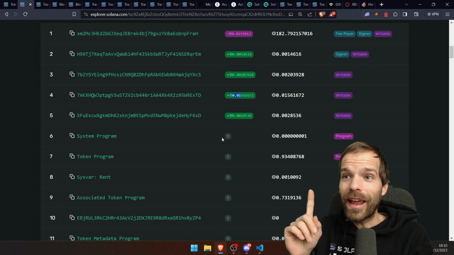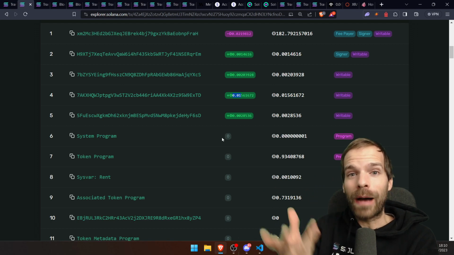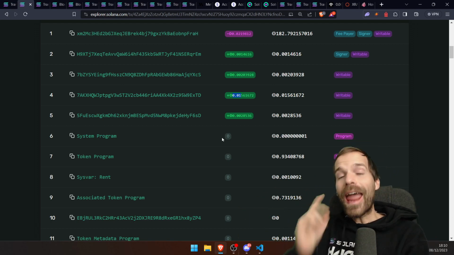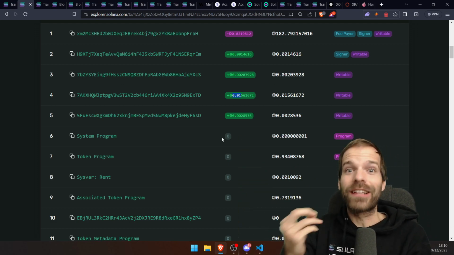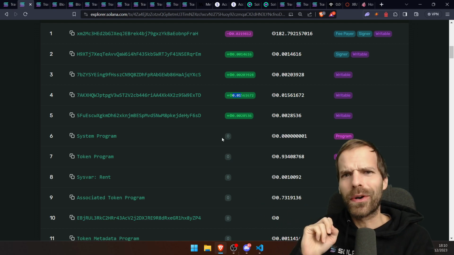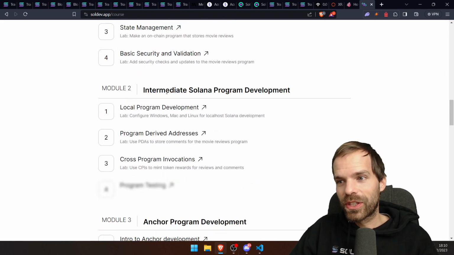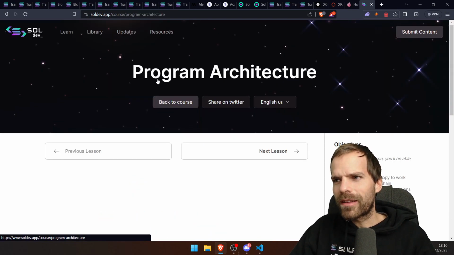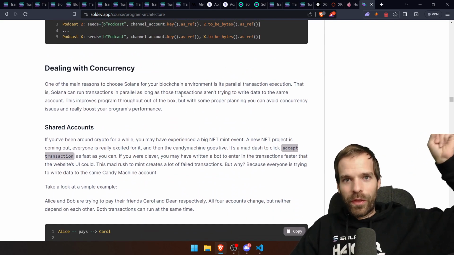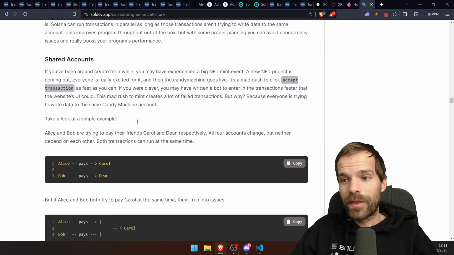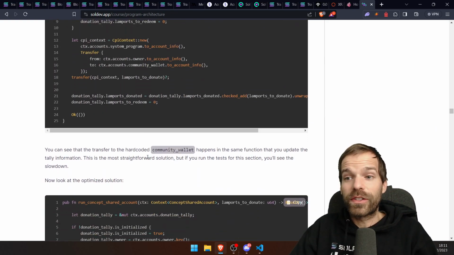The problem comes in if that one additional account is writable, which it needs to be if we update the amount of lamports in it, and is the same account as in a bunch of other transactions as well. Then it's problematic. Why is it problematic? Well, because we create a bottleneck. And we learned that in the Sol Dev course, at advanced stuff, program architecture, I think. Yeah, dealing with concurrency. I'll put a link to the video where we went through this up there, where we discussed in detail why that's problematic if we have the same account for several transactions.